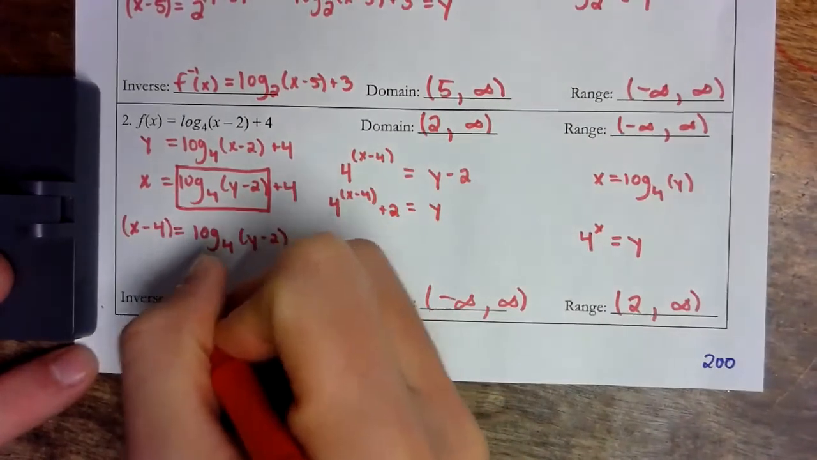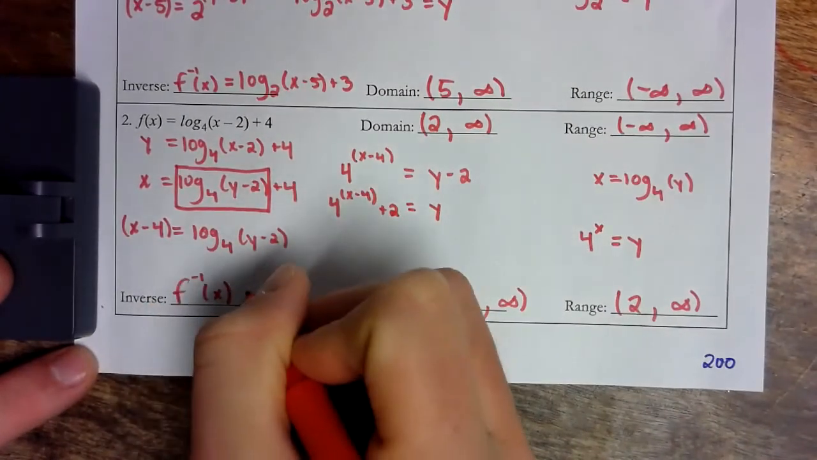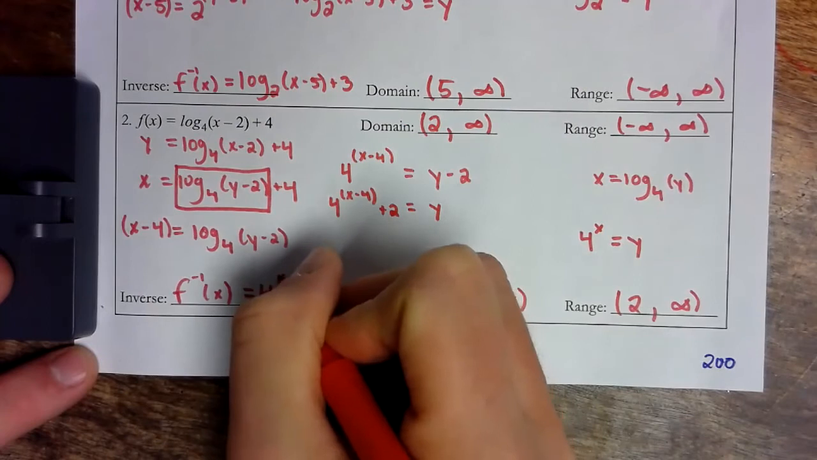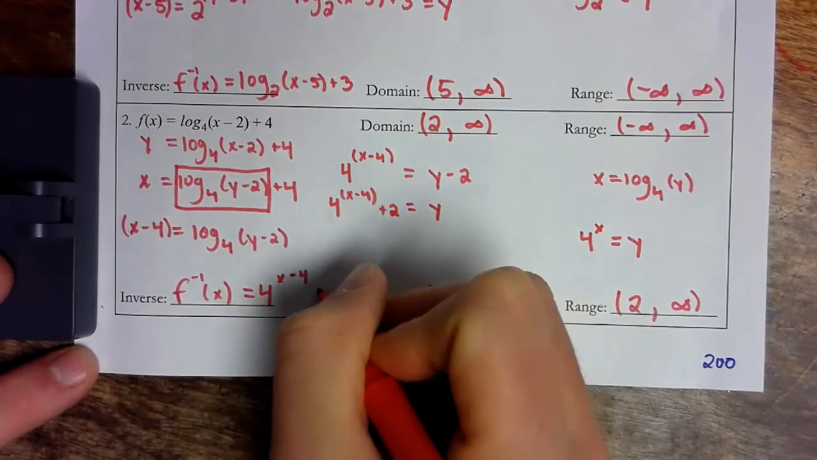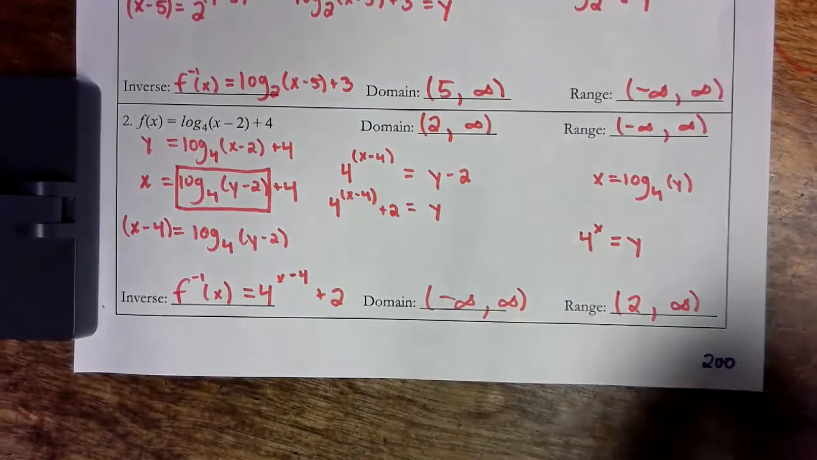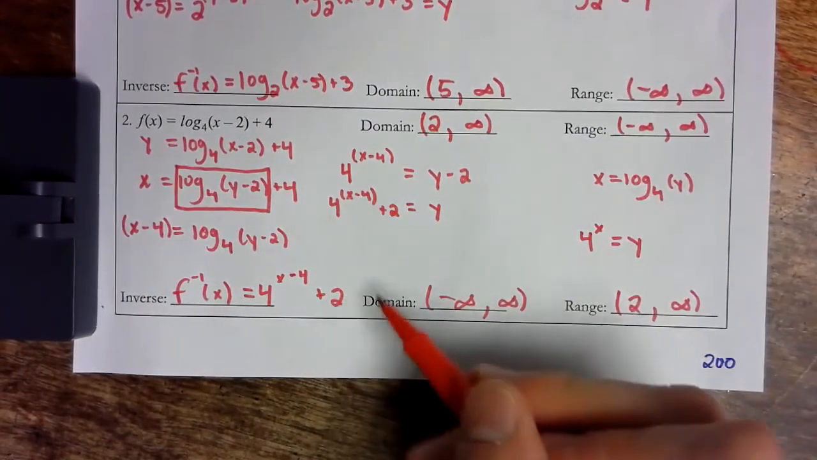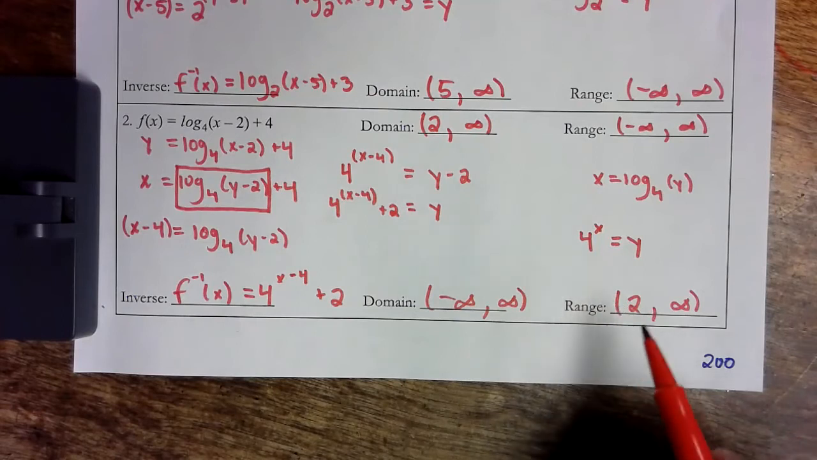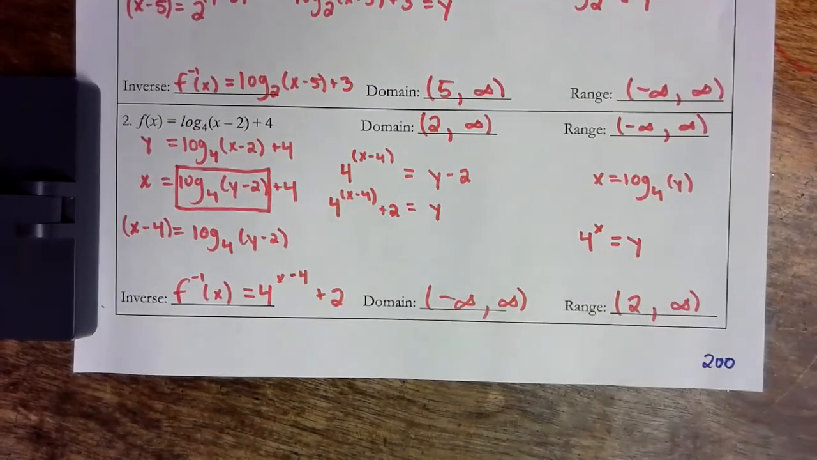So the inverse, f negative 1, don't forget the notation, equals 4 to the power of x minus 4 plus 2, with the domain being negative infinity to positive infinity. And again, right, we have that horizontal asymptote at 2, which is our range. We've already found that, but I still like to check and make sure it matches up with what I would think it would be had I not found it right off the get-go.